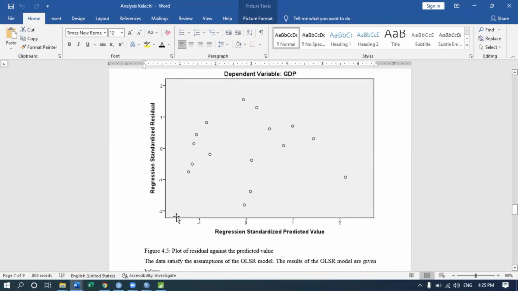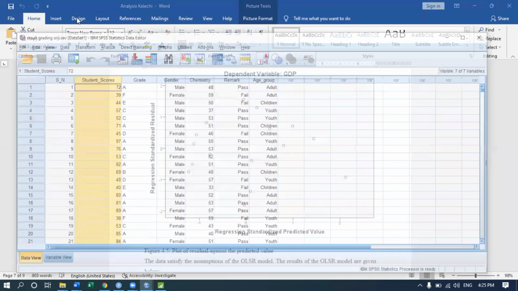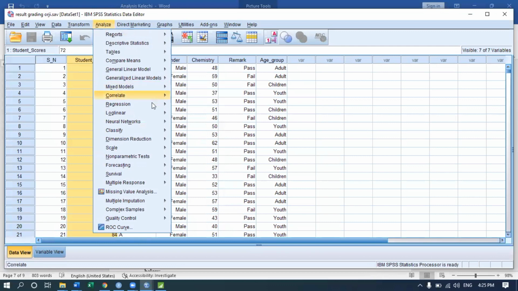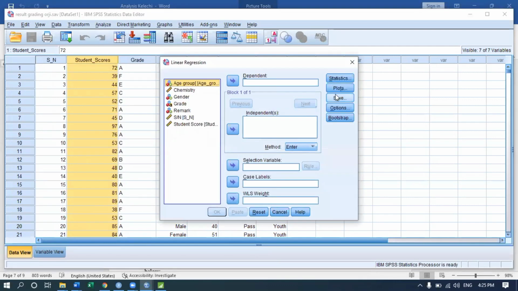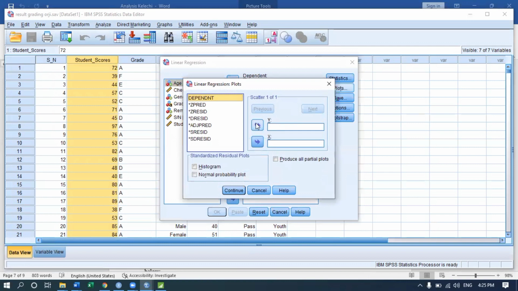Now, what do you plot? You plot the residual against the predicted value. So look at what I mean. If you want to do analysis, you go to analyze, you go to regression, you go to linear, but you come to plots. If you want to test for homoscedasticity, it will ask you for y. Remember I said y is what? Y is residual. Look at what you plot.